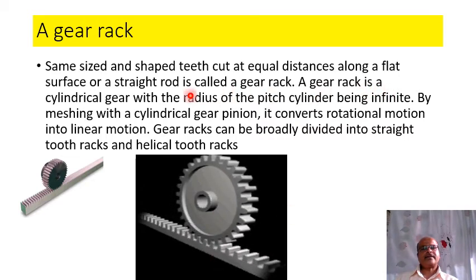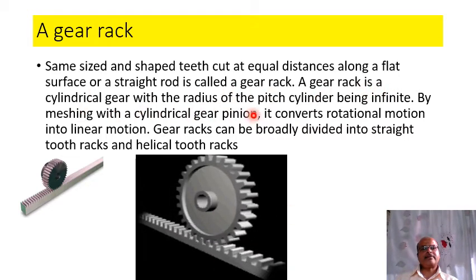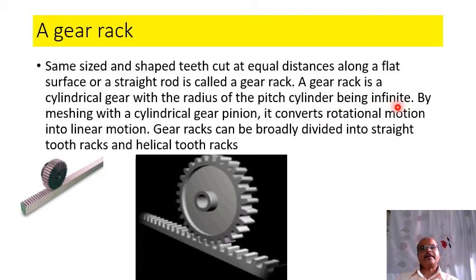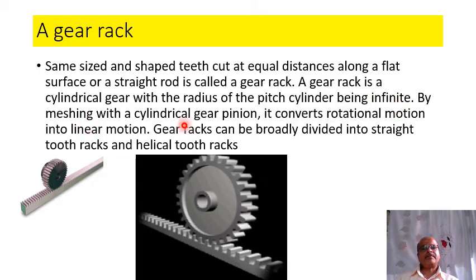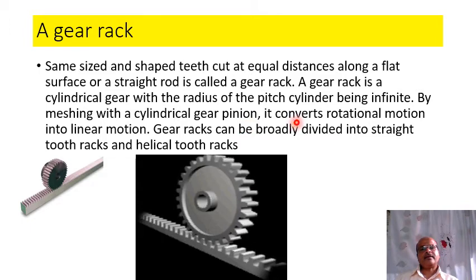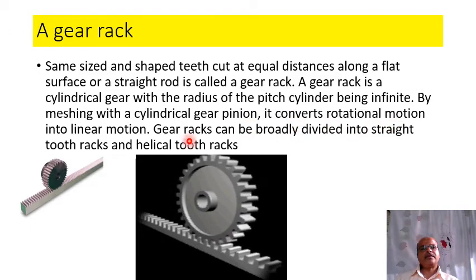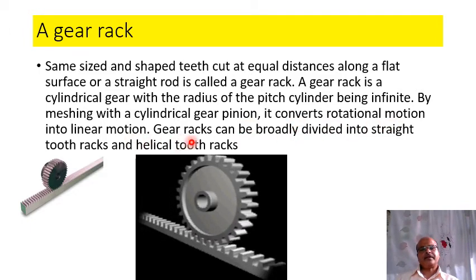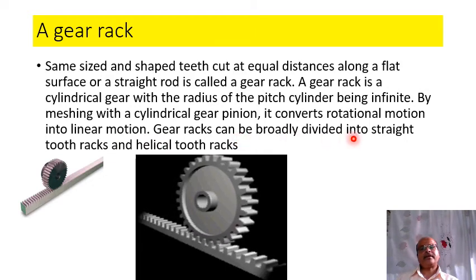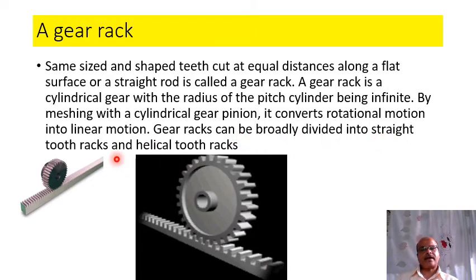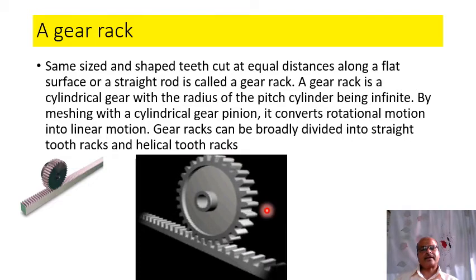A gear rack is a cylindrical gear with the radius of the pitch cylinder being infinite. By meshing with a cylindrical gear pinion, it converts rotational motion into linear motion. Gear racks can be broadly divided into straight tooth racks and helical tooth racks.